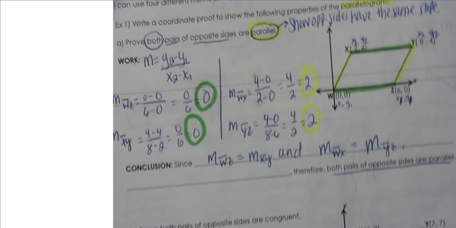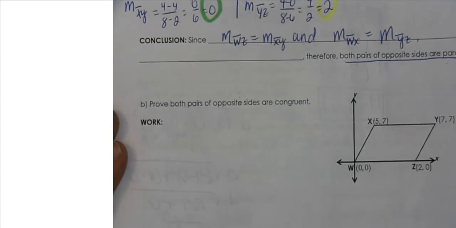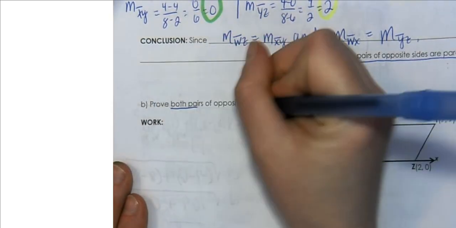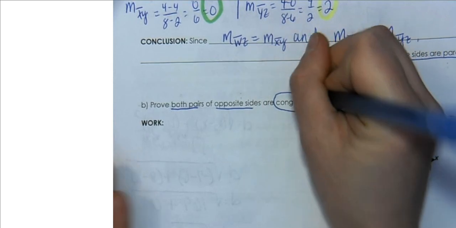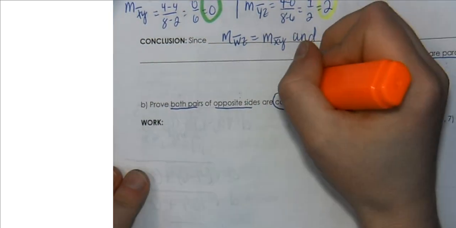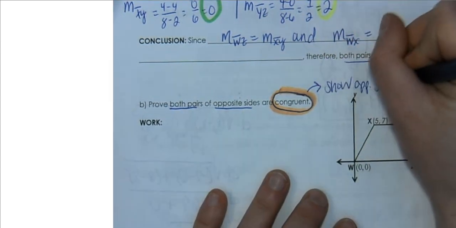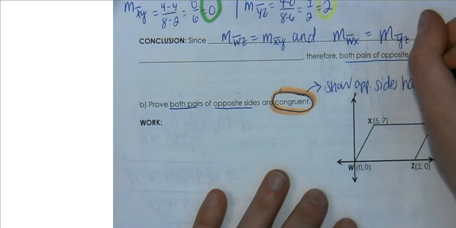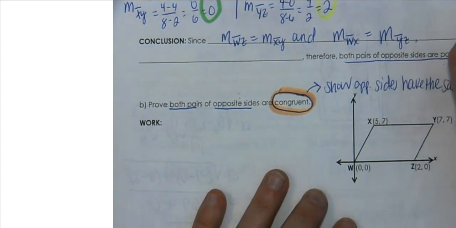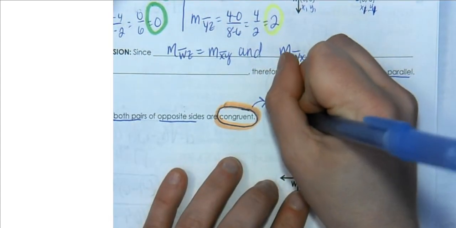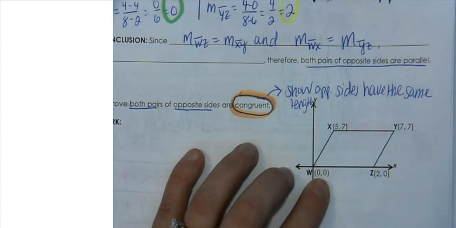Let's go ahead and look at letter B. In letter B, we want to prove that both pairs of opposite sides are congruent. And whenever you see the word congruent, that indicates that we are going to be working with the distance formula. And what we want to do is show that opposite sides have the same length. That's what we want to do.